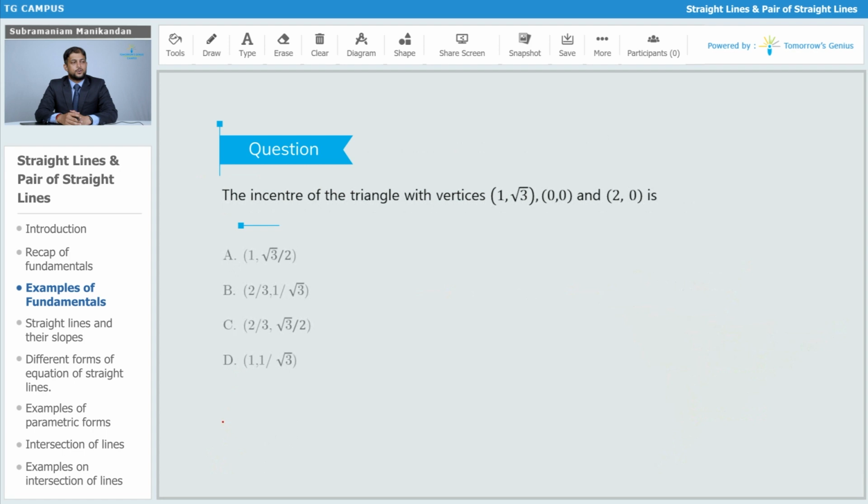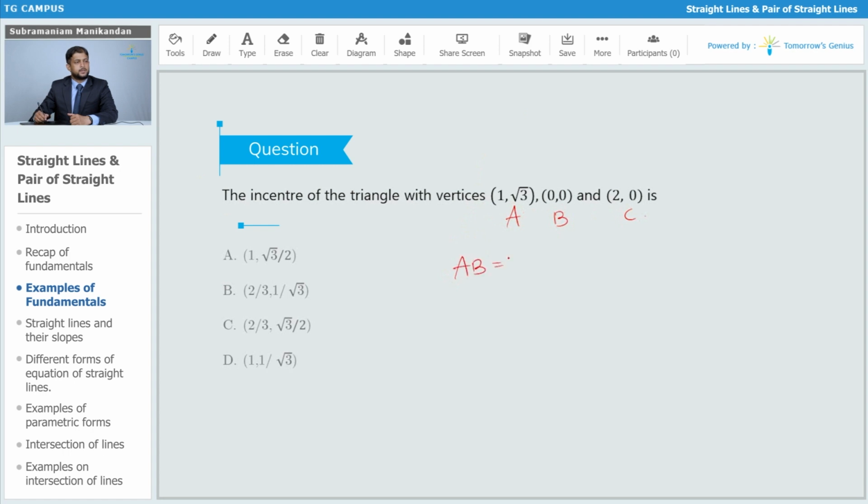Find the in-center of the triangle with vertices 1, root 3, 0, 0 and 2, 0. So therefore, it's interesting to see that one of the vertices of this triangle is the origin 0, 0. The other vertex is lying on the point on the x-axis 2, 0, and only the third vertex 1, root 3 lies completely between the quadrants or between the axes. Let's check the lengths of sides.